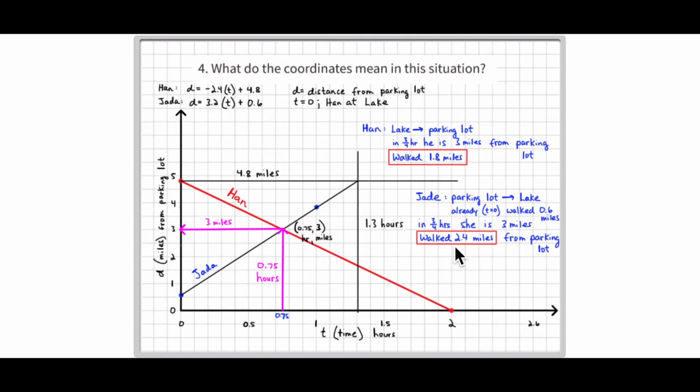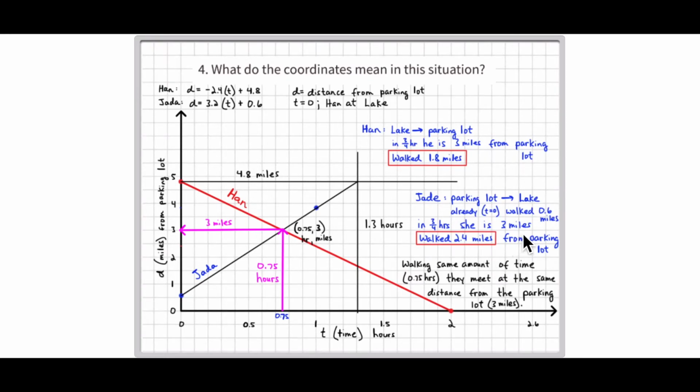So now she is 2 4/10 miles from the parking lot, plus the 6/10 that she's already walked. So that places her 3 miles from the parking lot. So they're walking the same amount of time, 75/100ths of an hour, and they meet at the same distance from the parking lot, 3 miles.